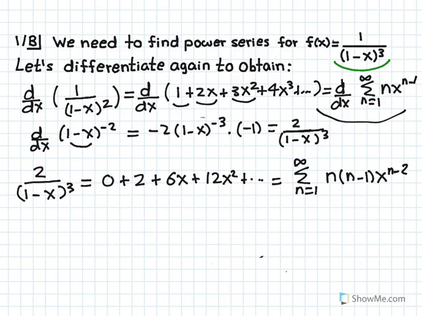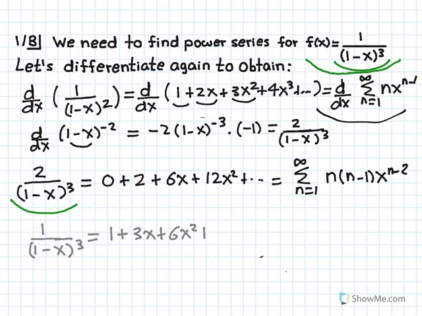All right, we now have the power series for the function 2 divided by 1 minus x to the power of 3. But the question was to find the power series for the function f of x is equal to 1 over 1 minus x cubed. So we can simply multiply both sides by 1/2 and get the power series for 1 over 1 minus x to the power of 3. So 1 over 1 minus x to the power of 3 is equal to, multiply both sides by 1/2, so 1/2 times 2 is 1, plus 3x, plus 6x squared, and so on.